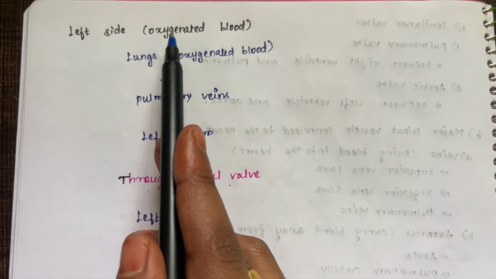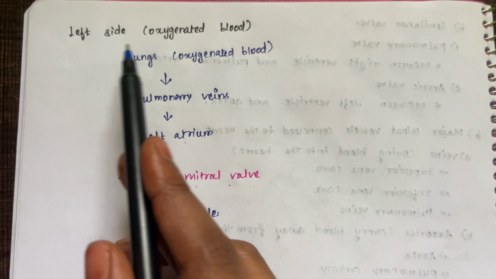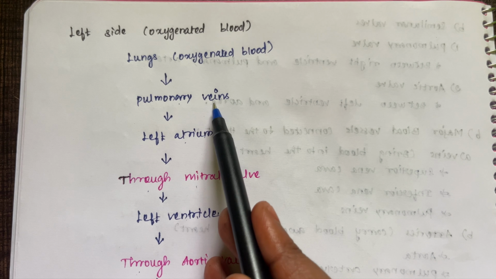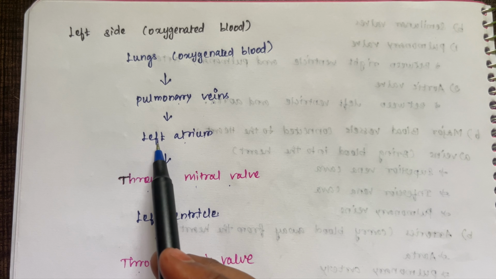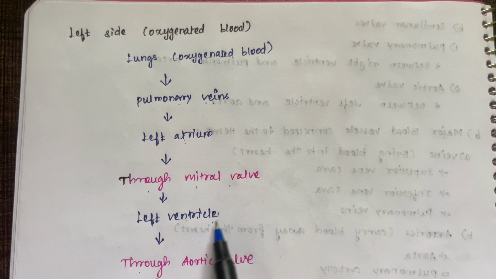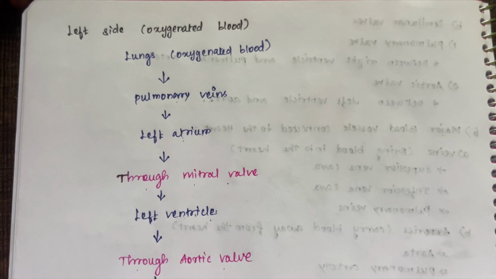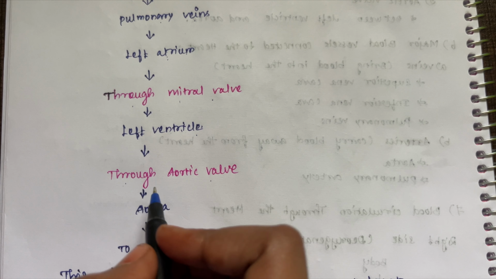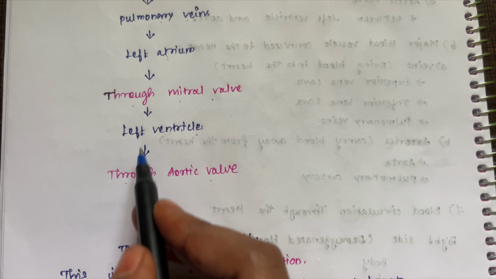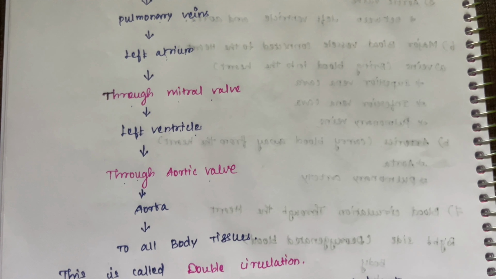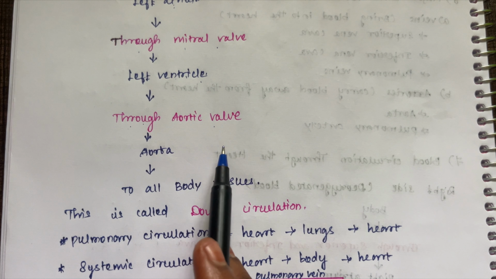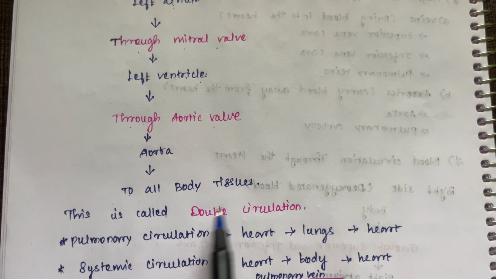The deoxygenated blood gets oxygenated in the lungs. Then the oxygenated blood will enter the left atrium with the help of the pulmonary veins. From the left atrium, it will go to the left ventricle through the mitral valve or bicuspid valve. From the left ventricle, it will go to the aorta, which is the largest blood vessel, with the help of the aortic valve. From the aorta, oxygenated blood is supplied to all the body tissues.